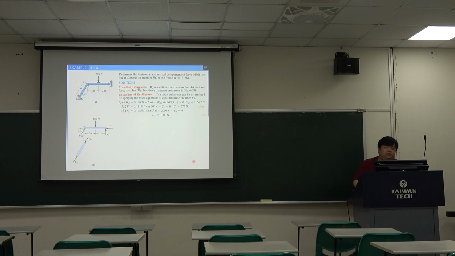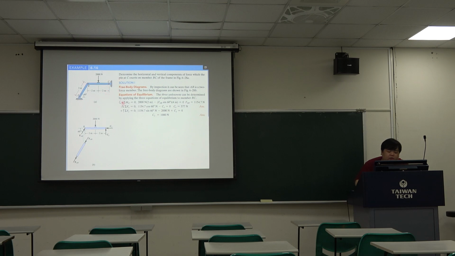Okay, next example. Determine the horizontal and the vertical component of force which the pin at point C exerts on member BC of the frame in this figure. Okay, so we have two members, and we have two supports at point A and point C.